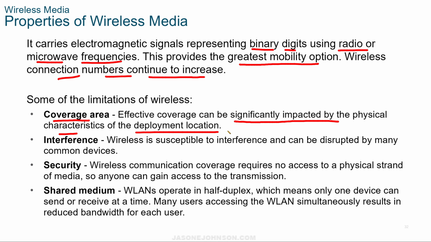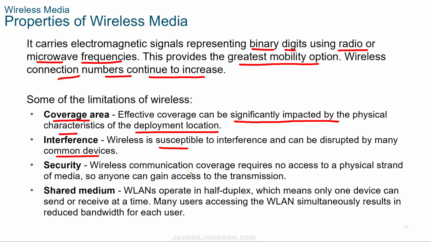In other words, if I have a building that's made of all metal, I'm not going to get as great of coverage as if I have a building that's got a more open floor plan and is made of material that's more porous or open. Wireless is also susceptible to interference, and it can be disrupted by a lot of different common devices.